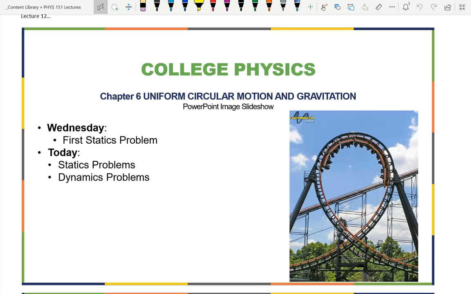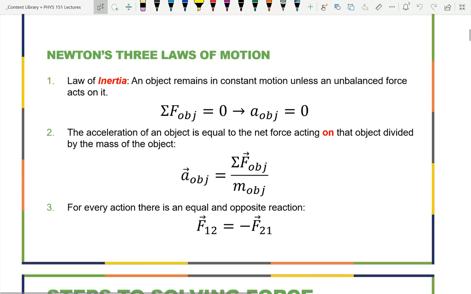So first, our review of Newton's 3 laws, because that's how we solve these problems. So the first law: if the sum of the forces on an object is 0, then the object will not accelerate. The second law tells us what the acceleration will be if the sum of the forces is not 0. And notice, if the sum of the forces is 0, the second law gives you the first law. And so the second law is the one that we are going to use over and over and over again.